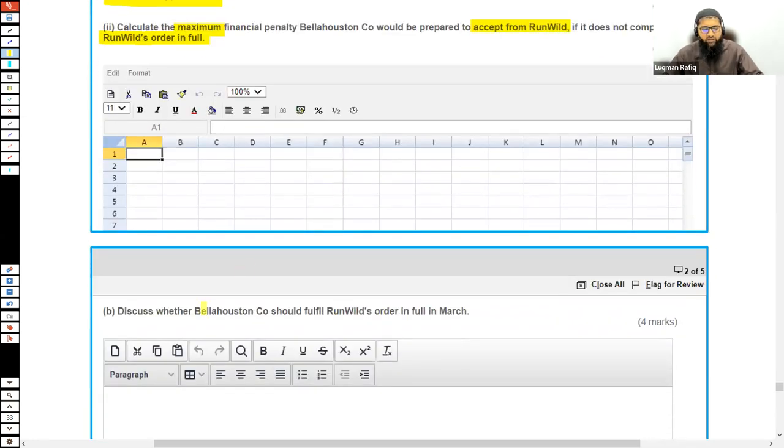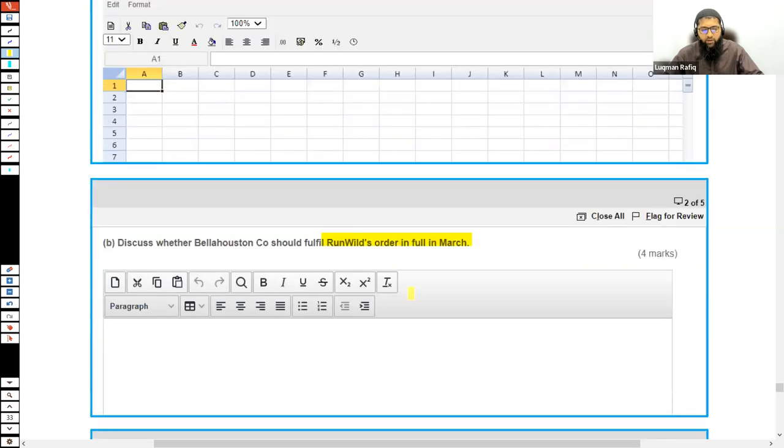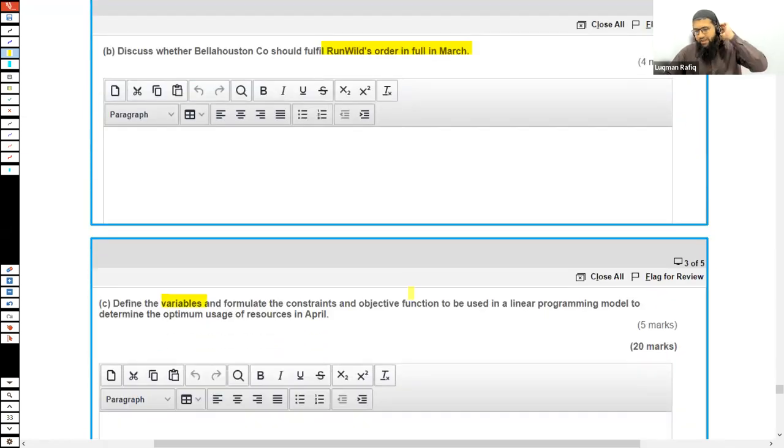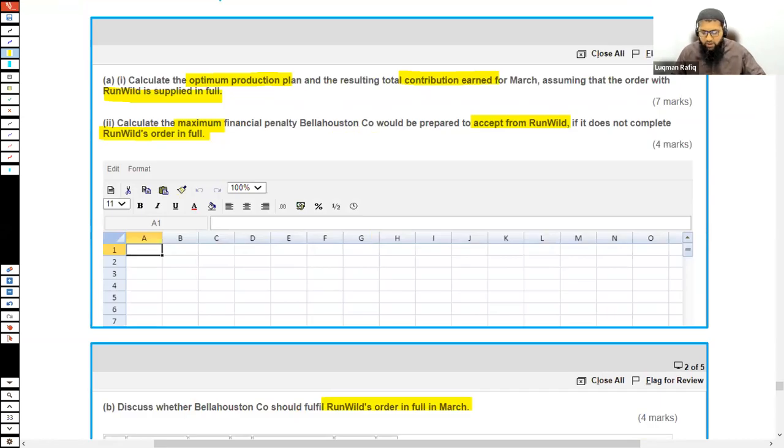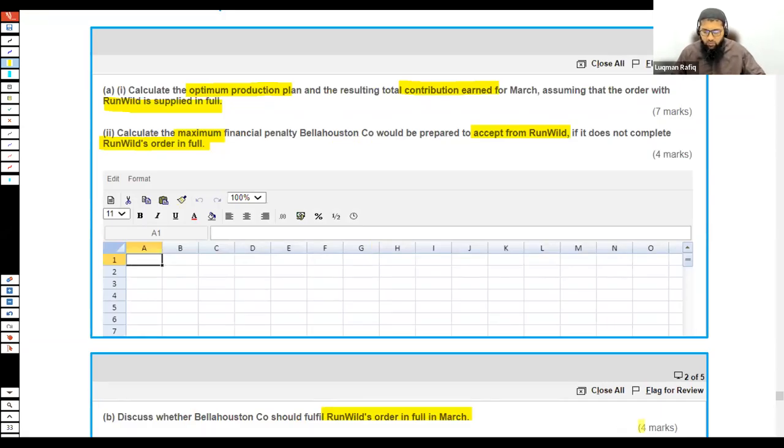The third thing is: discuss whether Bellahouston should fulfill Run Wild's order in full in March. Then it says define resources. So basically, this question is about limiting factors.